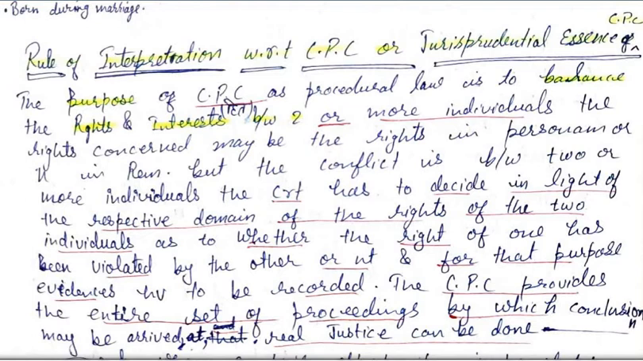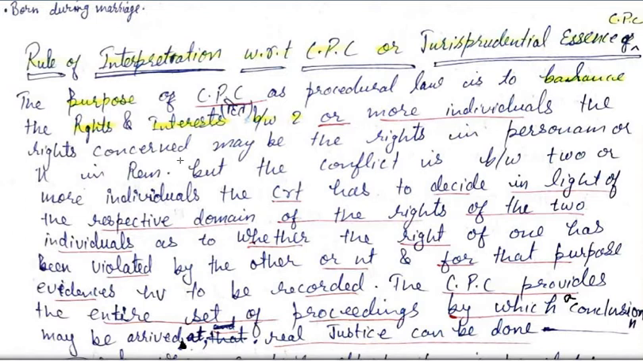the purpose of CPC क्या होगा? To do the balancing of rights or the interest between two or more individuals, and to bring about the justice between the two. To do the balancing of interest between two or more individuals and to do the justice between the two in light of the particular law which is concerned. अब इसको आप लिख लीजिए थोड़ा सा. Right? The purpose of CPC as procedural law is to balance the right and interest between two or more individuals.